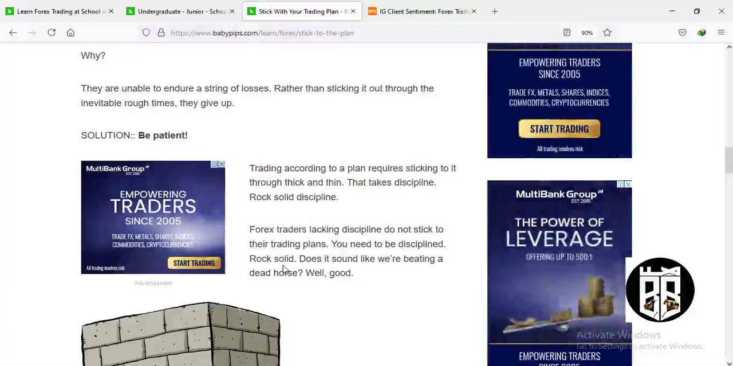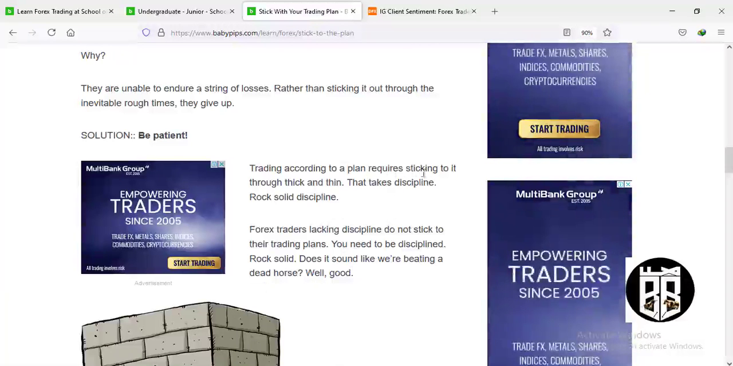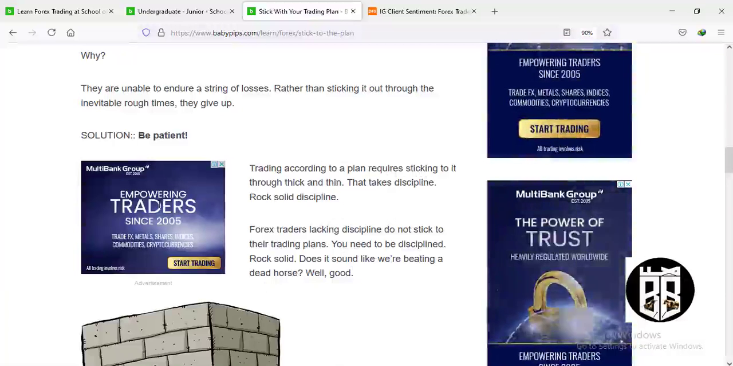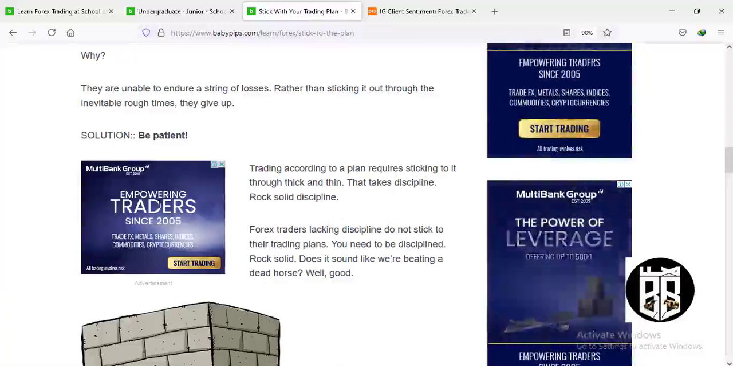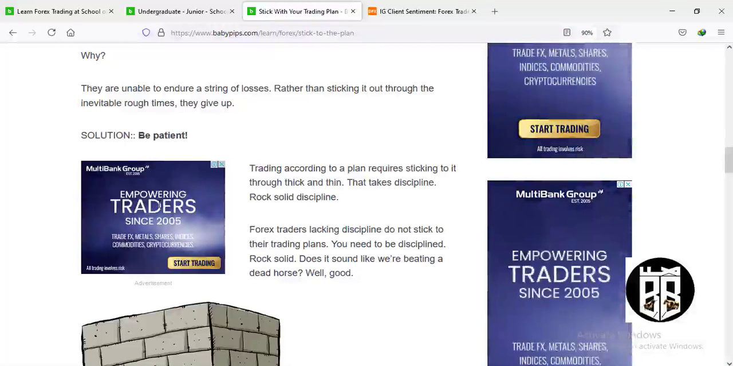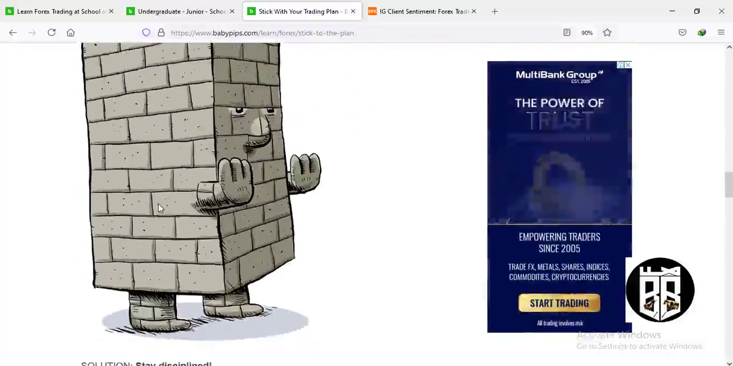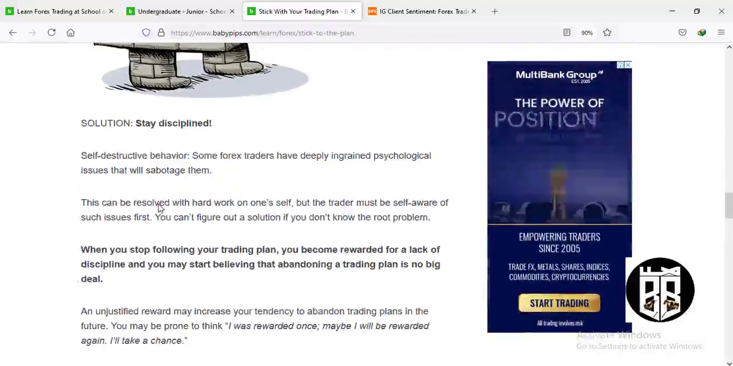That's the difference. So trading according to a plan requires sticking to it through thick and thin. That takes discipline, solid rock discipline. You need to be disciplined, solid rock discipline. Yeah, you need to.